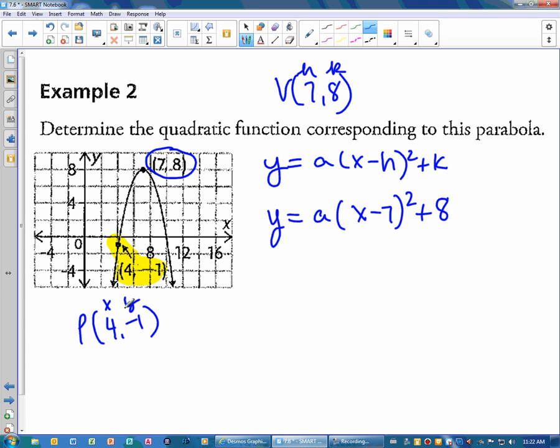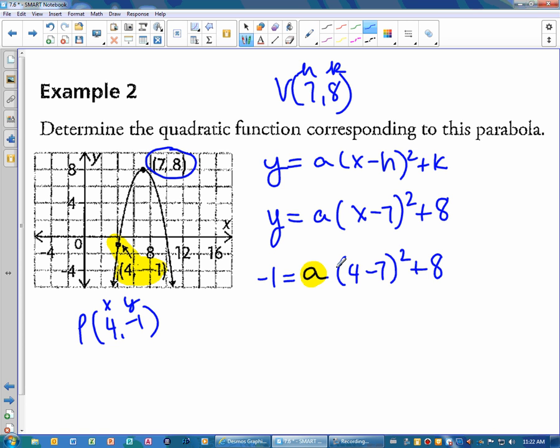Any ordered pair that's on this parabola, you're going to be able to plug it into your equation and it will make the equation true. So I have an x here, I have a y here. I'm going to use it to solve for my a. So I'm going to plug in my y, which is negative 1. a is what I want to figure out, although I know it's negative. x is 4, plus 8. Okay, a is what I'm trying to isolate. This is what I'm trying to solve for.